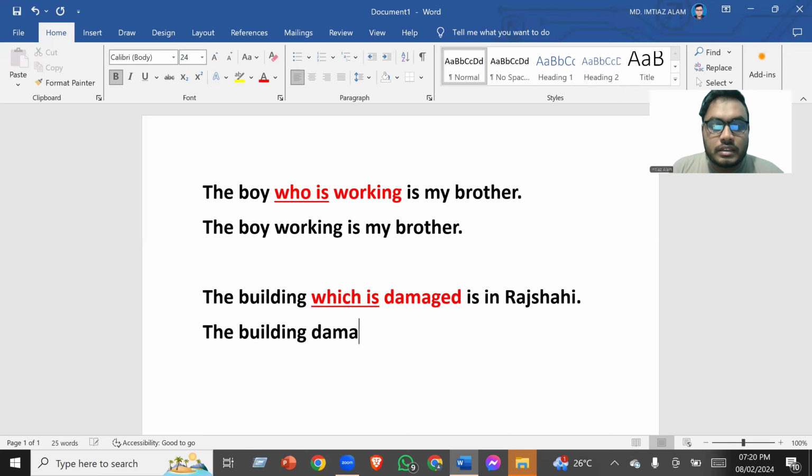So it will be damaged is in Rajshahi. So the answer will be the building damaged is in Rajshahi.